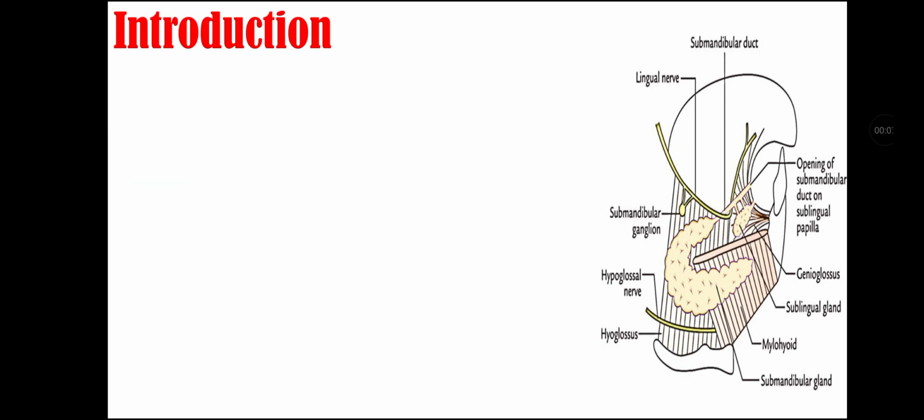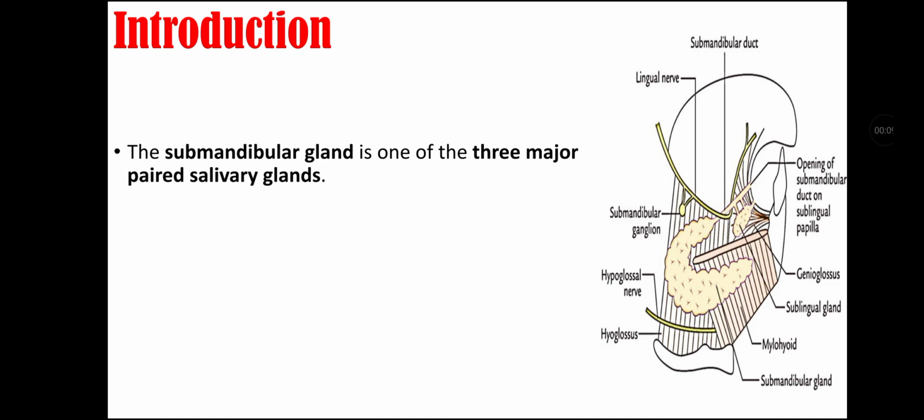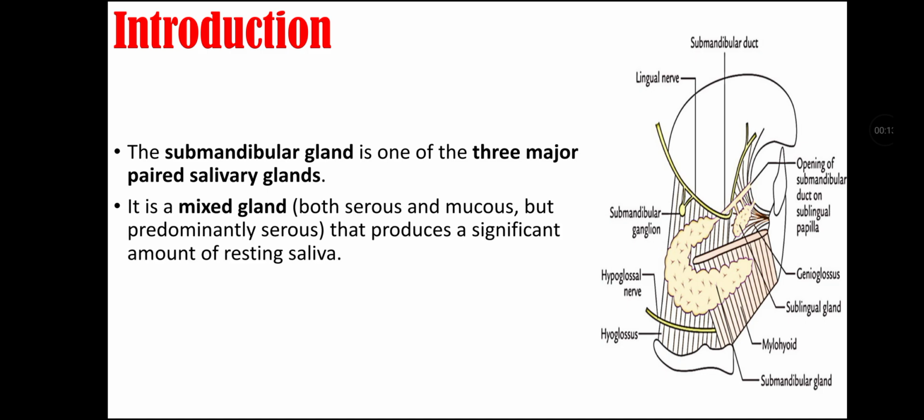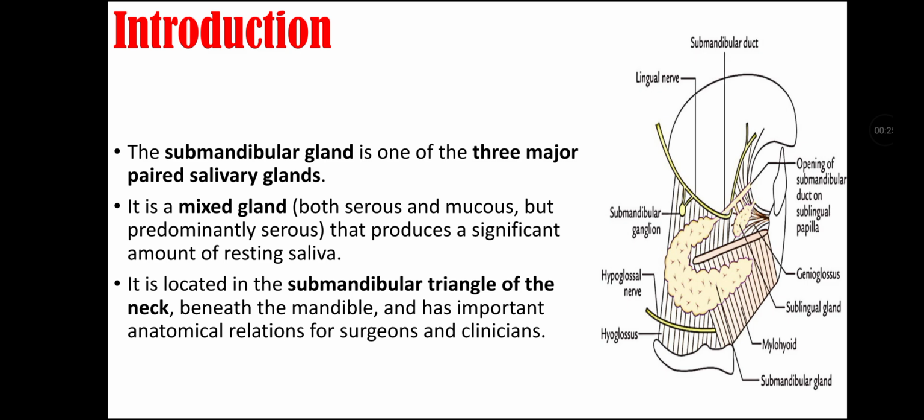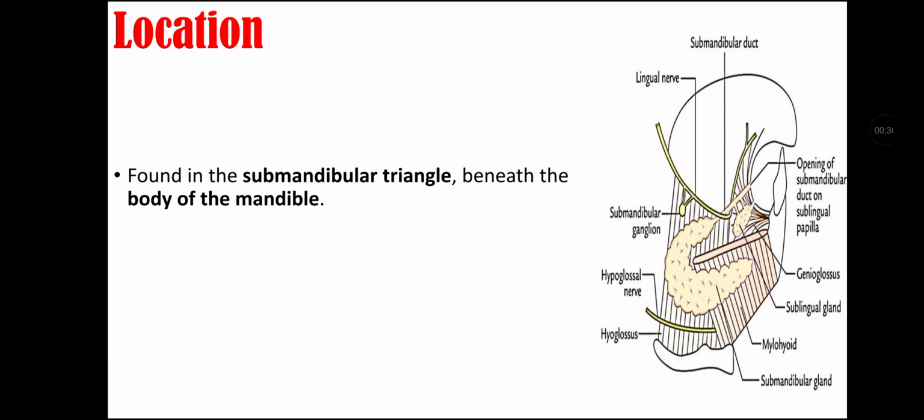So let's start our topic with the introduction. The submandibular gland is one of the three major pairs of salivary glands. It is a mixed gland that includes both serous and mucous cells, but it is predominantly a serous gland that produces a significant amount of resting saliva. This gland is located in the submandibular triangle of the neck beneath the mandible and has important anatomical relations for surgeons and clinicians.